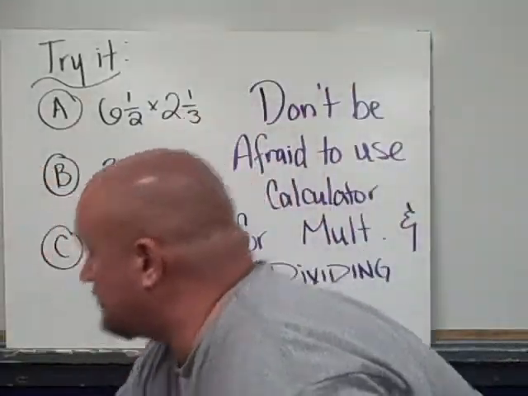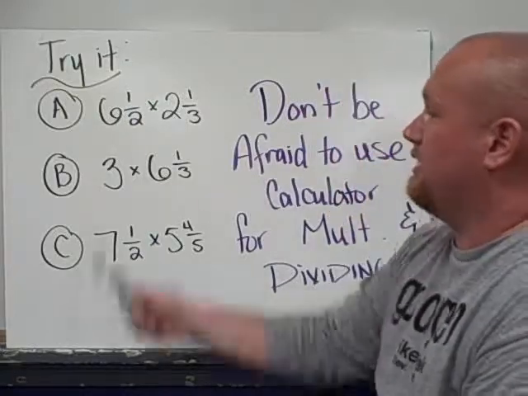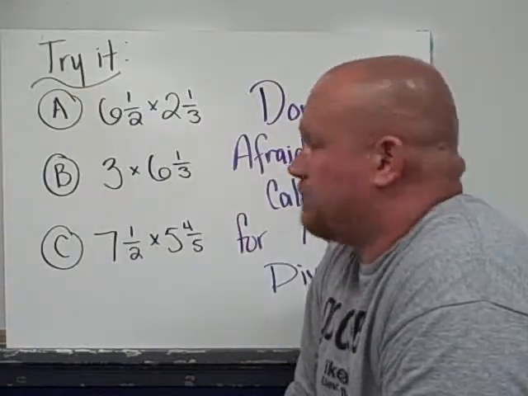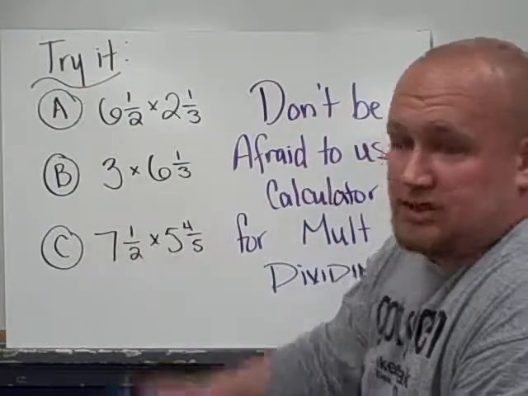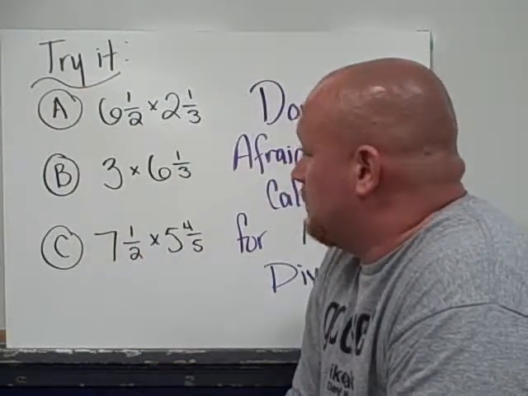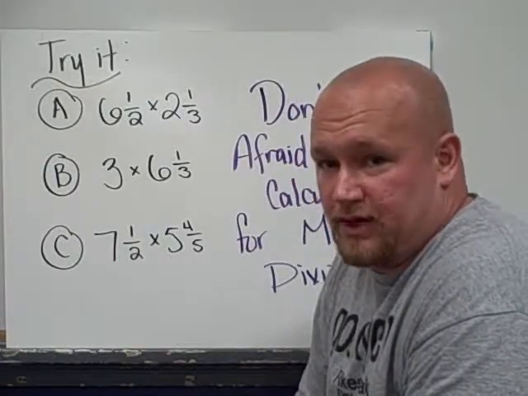Oh, I just lost it. What I'd like you to try tonight, go ahead and give 6 1/2 multiplied by 2 1/3 a shot. Try 3 times 6 1/3. Try 7 1/2 multiplied by 5 4/5.